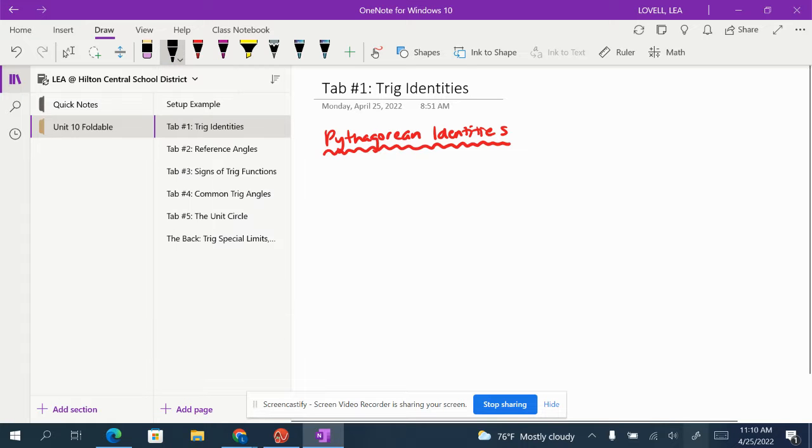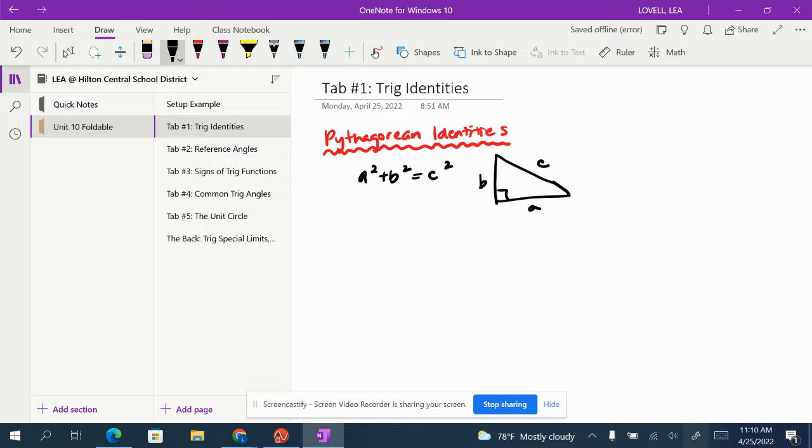So the Pythagorean theorem is a squared plus b squared equals c squared in a right triangle, right? So we've got a 90-degree angle here. C is the hypotenuse. A and B are the other two sides. And we can use a squared plus b squared equals c squared to find the length of any side in a right triangle. So Pythagorean identities, let's think about a triangle in the unit circle.